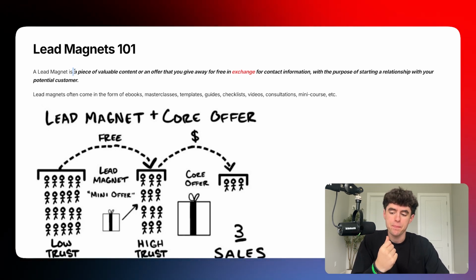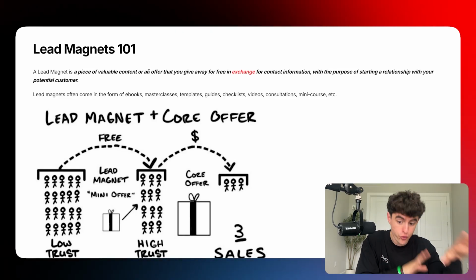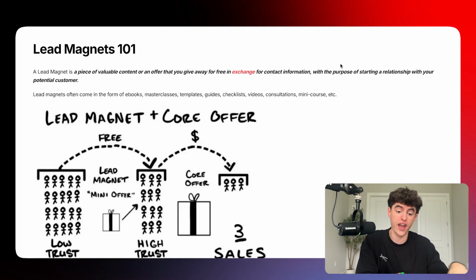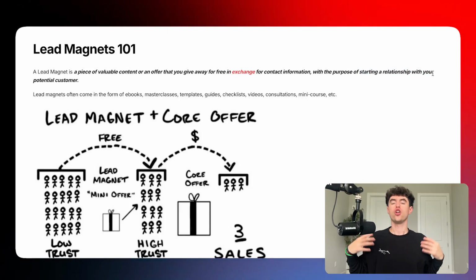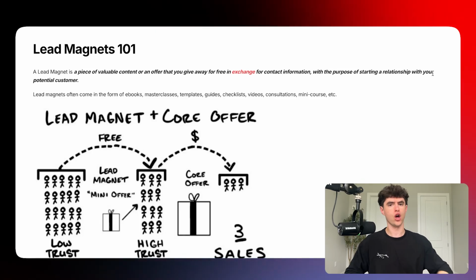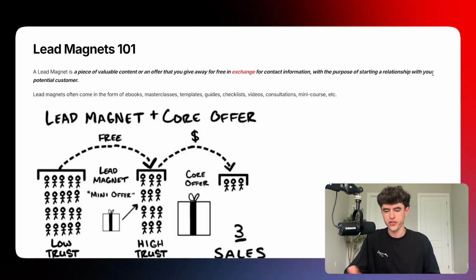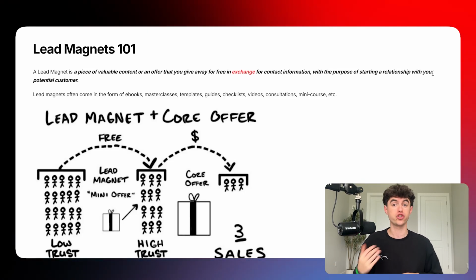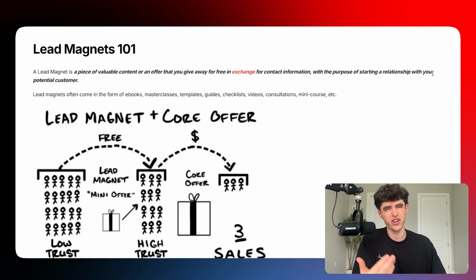A lead magnet is a piece of valuable content or an offer that you can give away for free in exchange for somebody's contact information, with the purpose of starting a relationship, key here, starting a relationship with your potential customer. The goal isn't to get them to buy some sort of low ticket item and then assume they're going to upgrade to your service, or to offer these things for money. People assume that the value you're providing should be charged, but in actuality, people can look this stuff up if they really try.